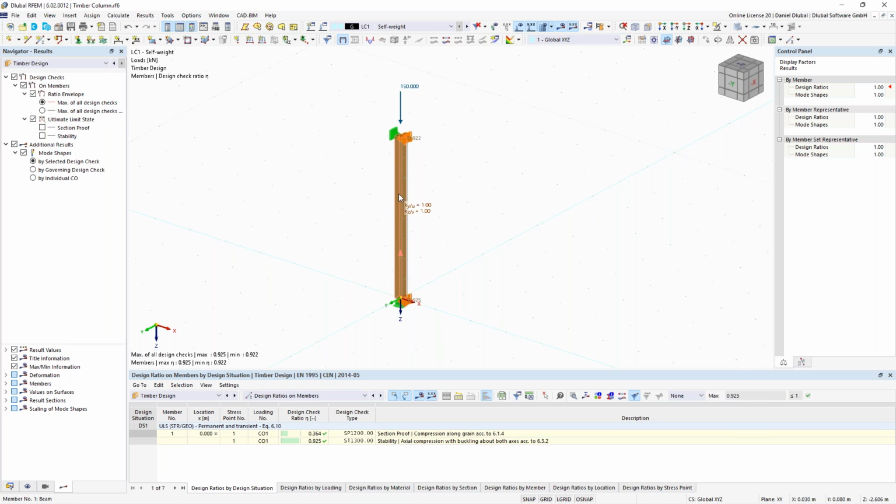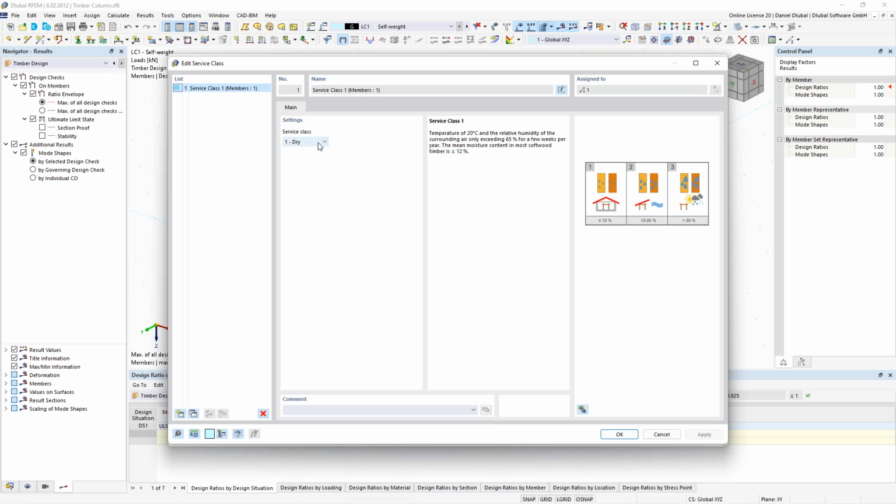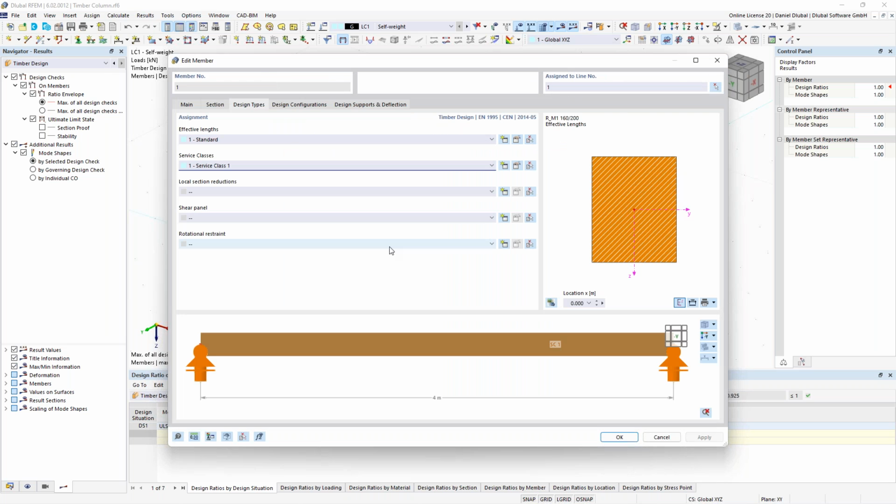Okay, maybe a few words to the other things here. We have also the possibility to set up the surface classes. Here you can see dry, moist, wet, with different temperatures and their relative humidity. You can set it up here also as property of a member.